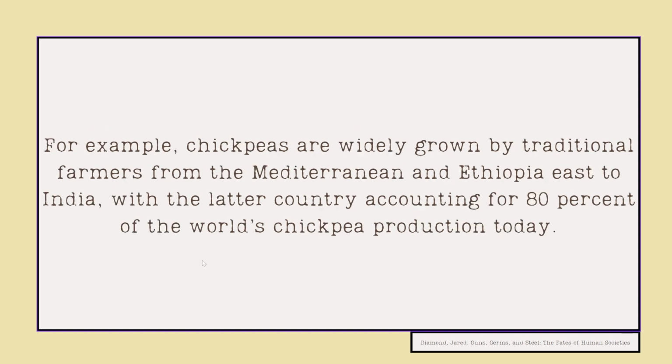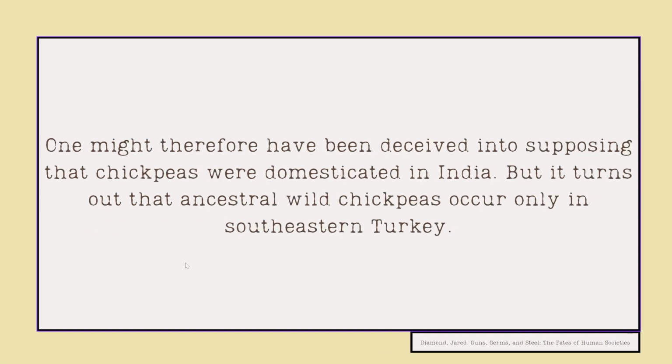For example, chickpeas are widely grown by traditional farmers from the Mediterranean and Ethiopia east of India, with the latter country accounting for 80% of the world's chickpea production today. One might therefore have been deceived in supposing that chickpeas were domesticated in India, but as it turns out, the ancestral wild chickpeas occur only in southeastern Turkey. These are things that we don't take into account when we create our stories: that our worlds need to be just as varied and dynamic.